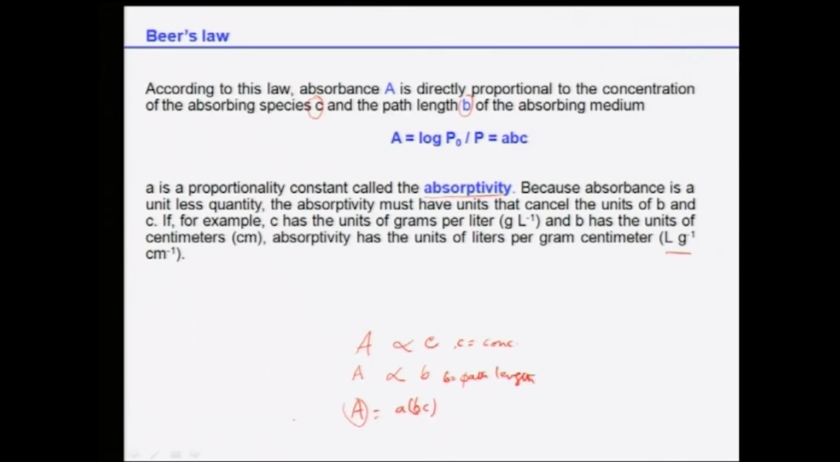This is what is called Beer's law or Beer-Lambert's law, whatever you find in the literature. This is very simple, straightforward. Absorbance is proportional to C, and absorbance is proportional to B, the path length. So absorbance equals A into B into C, where A is a constant called absorptivity, B is the path length in centimeter, and C is the concentration in gram per liter.